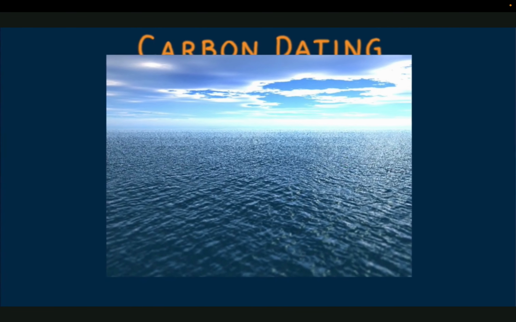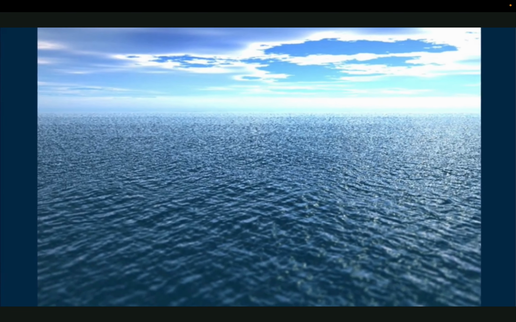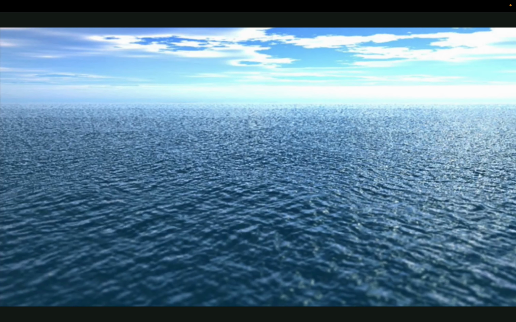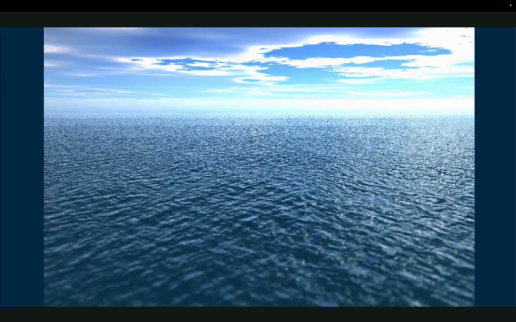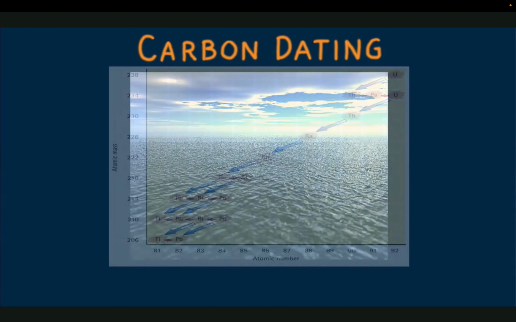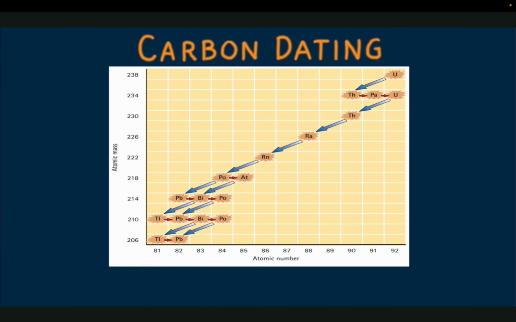The oceans are great reservoirs of carbon dioxide. When the oceans are warmed, they release more carbon dioxide into the atmosphere than when they are cooler. The dating of older non-living things is accomplished with radioactive minerals, such as uranium.